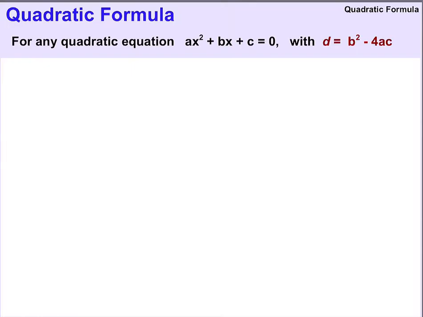Then we learned how to complete the square, which is actually my favorite way. The advantage to completing the square is it always works no matter what. The disadvantage is when you have that lead coefficient in front, when the a is not 1, it can be pretty messy and annoying.